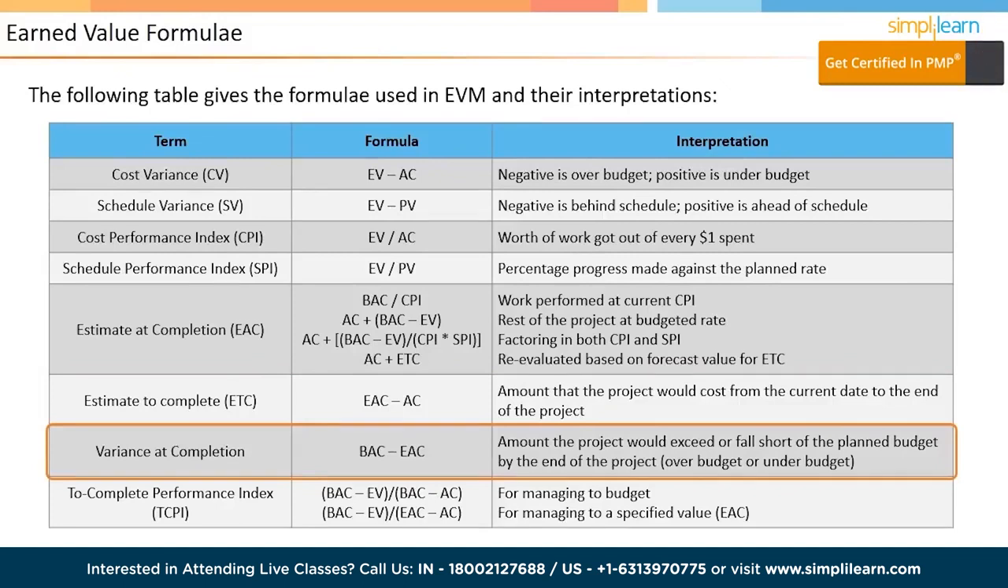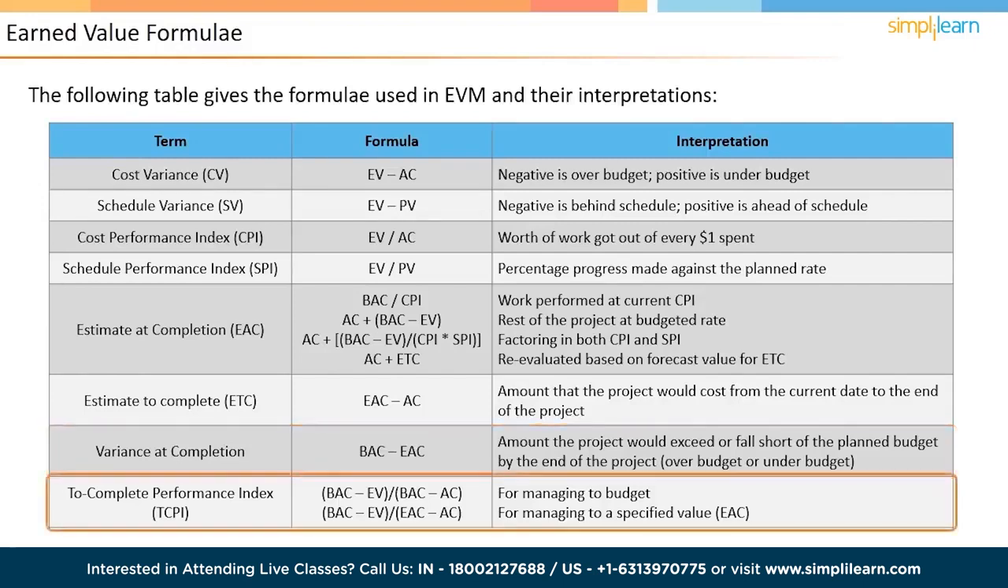Variance at completion is the cost estimation whether it is over or under budget. Another parameter is the To Complete Performance Index, or TCPI. This is the cost performance needed to achieve a desired outcome. For example, if the project needs to be managed to the original budget, BAC, then TCPI, that is, the CPI that must be maintained for the rest of the project, is calculated as BAC minus EV by BAC minus AC.